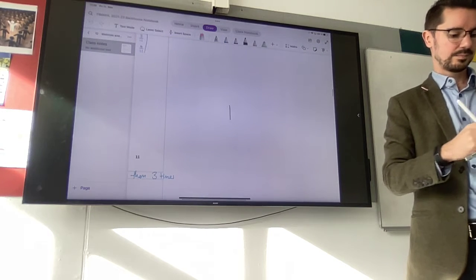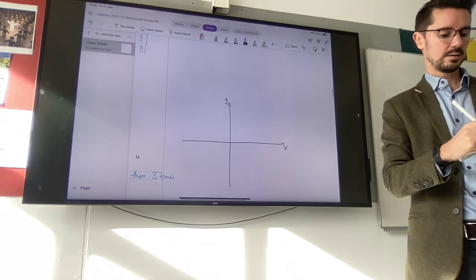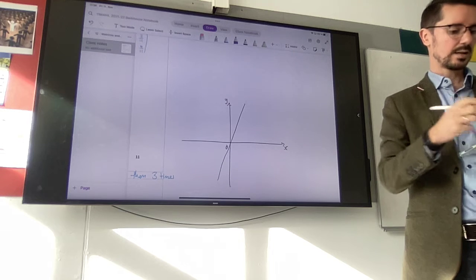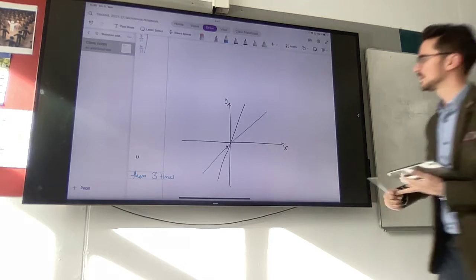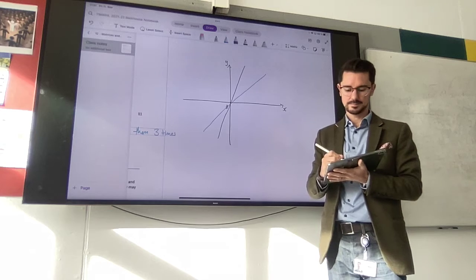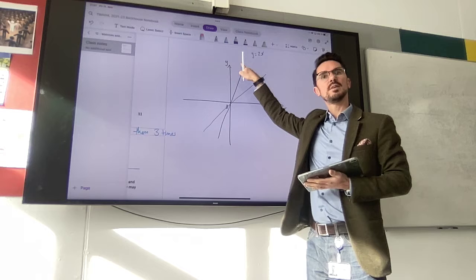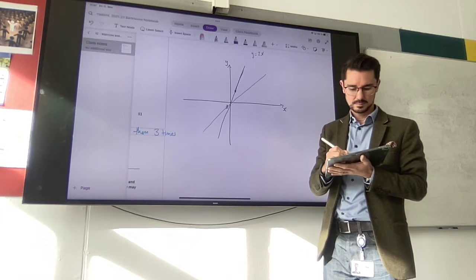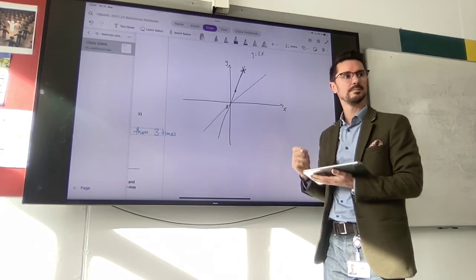I'm going to draw some axes. We've got x and y and the origin. We had y equals 2x, so it's kind of like that, and we had y equals x. And what's happening is if we have a point on y equals 2x, it's stretched 3 times out from the origin. That's roughly 3 times out. And it moves to a new position.